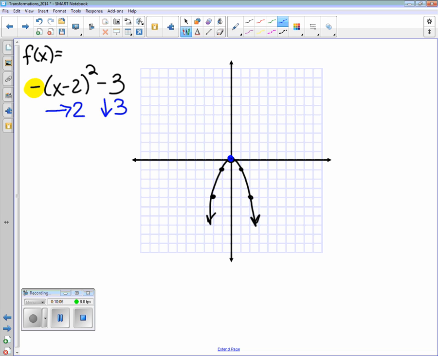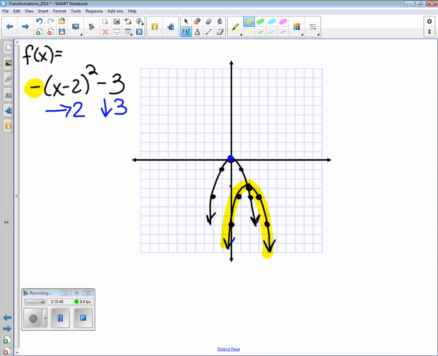I like to start with 0, 0. Right 2, down 3. And then I'm just going to continue my pattern from there. And my parabola is right 2, down 3. And so what I'm about to highlight is, in fact, the final answer. I went right 2, down 3.